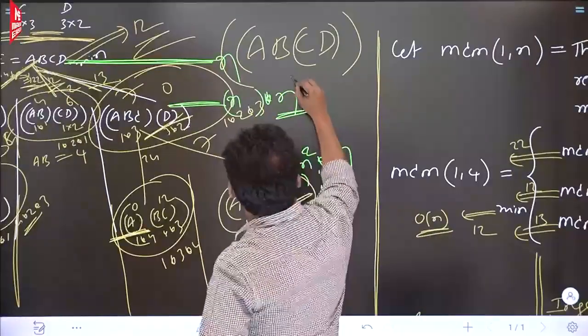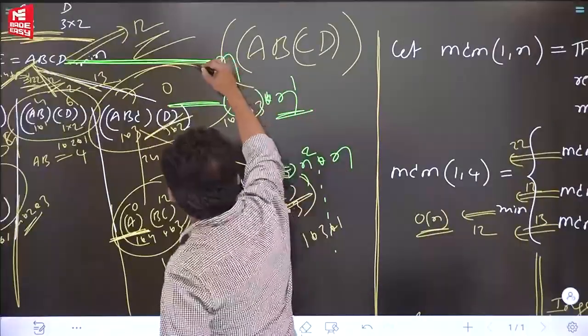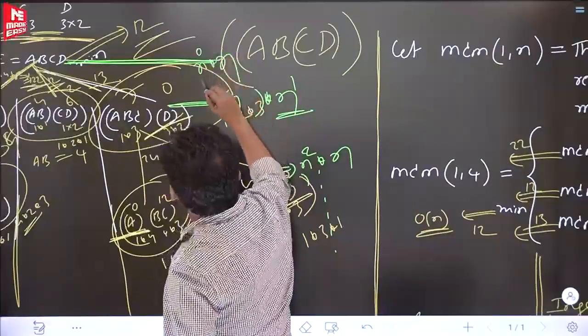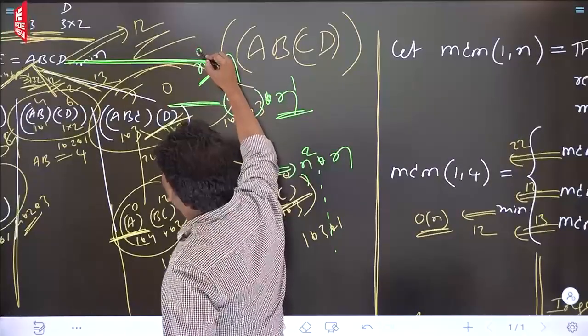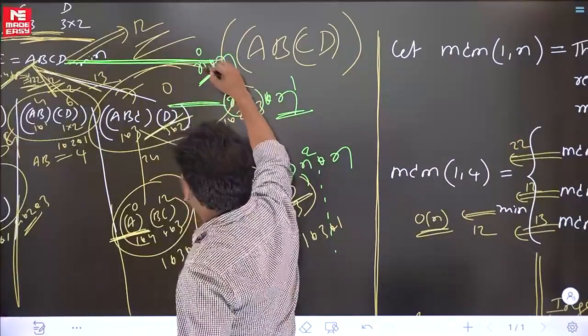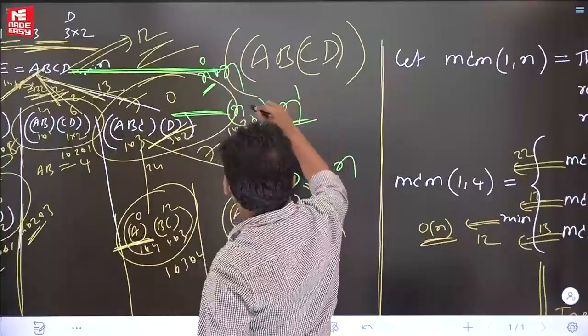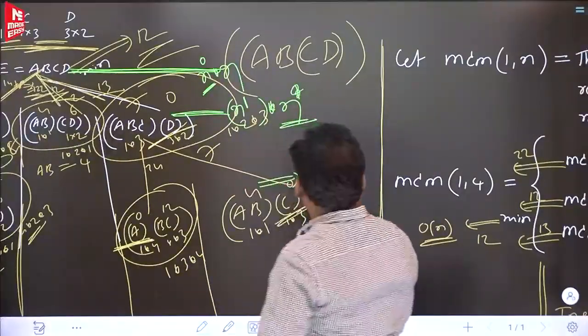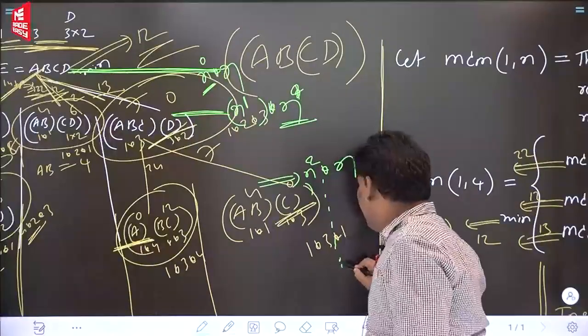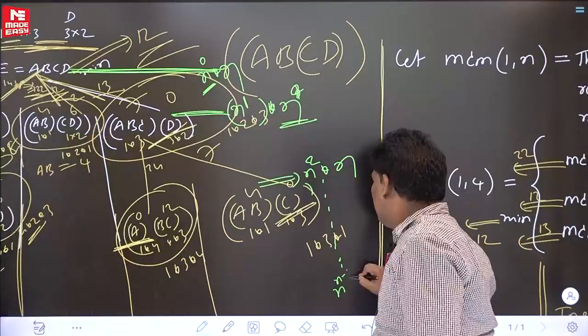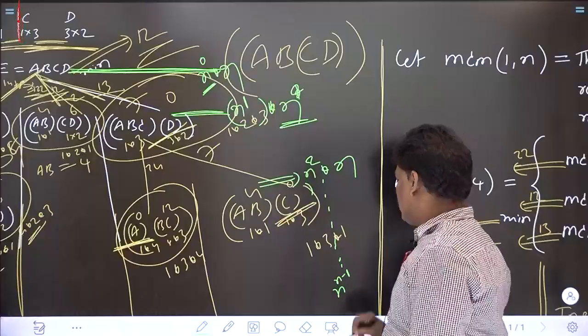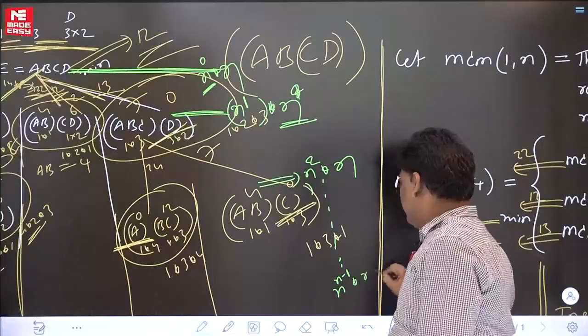It is n power 0, n power 1, n square. First level only one function call, n power 0 means 1. Next one is n power 1 function calls, right? Next one is n square function calls. Lastly, totally n levels are there, so n power n minus 1 function calls in the last level, right? In these many levels, into n.